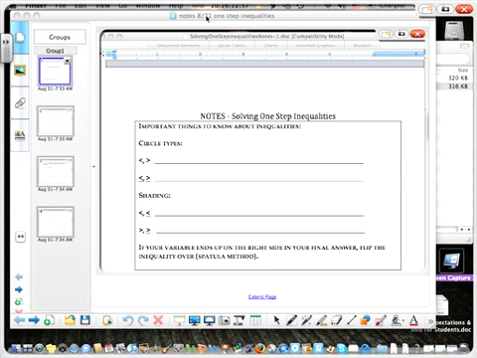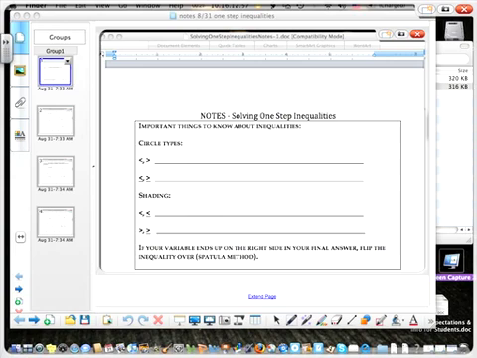Okay, these are notes over solving one-step inequalities. These notes are for Tuesday, August the 31st. So we're going to basically solve inequalities, one-step inequalities, and the only difference with solving one-step inequalities versus an equation is that you have to graph your answer when you're finished. So we're going to give you some graphing tips, and then I'll do a few of the examples in the notes.